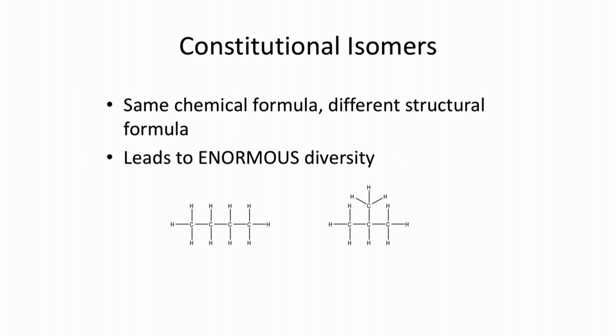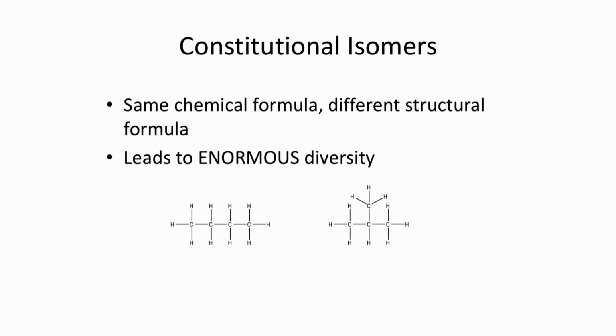One of the interesting things about organic compounds is they can exist in different isomeric forms, which are called constitutional isomers. Constitutional isomers have the same exact chemical formula, but different structural formulas, which means that the bonds are in different places. The atoms are connected in different ways to each other. And so even though they have the same formula, they can be very diverse from each other. Here's an example of this.